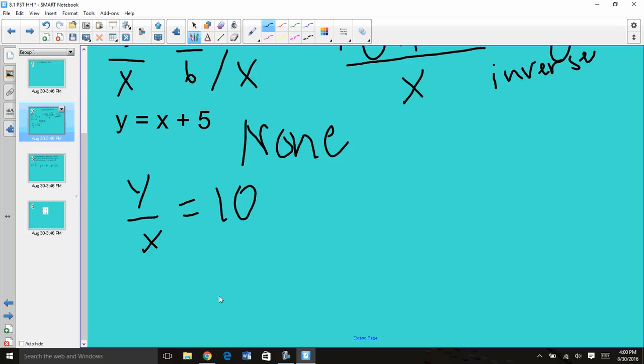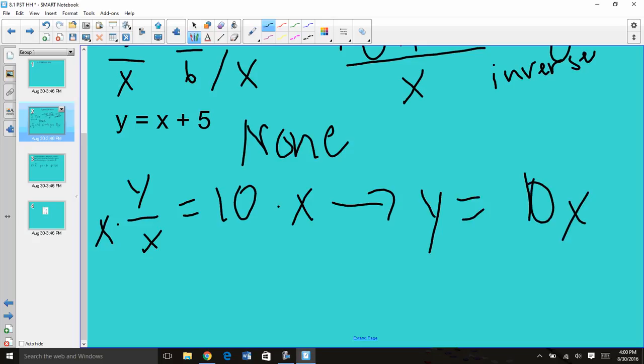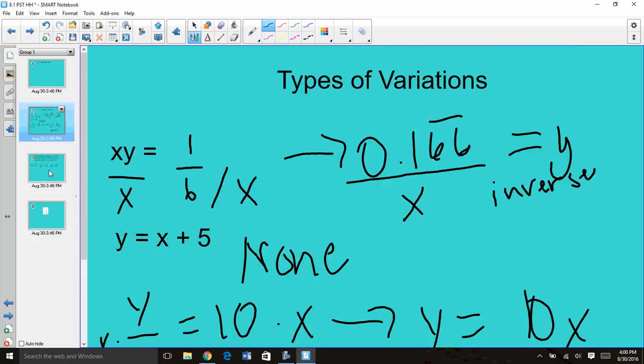So we need to get y by itself again. So this time we're going to multiply by our x. Sorry, my handwriting is terrible. It's really hard to do this on my computer, but I'm doing my best. And so that leaves us with y equals 10 times x. So we're multiplying by our x here, and we have a constant, and that would be our direct variation. So you kind of get a little of each here.